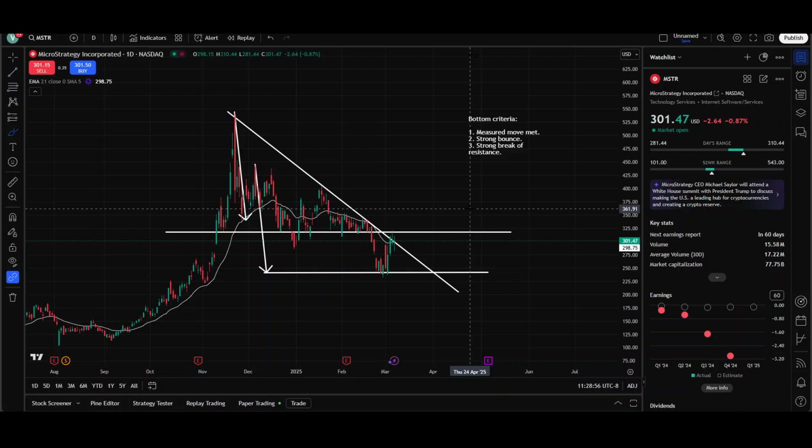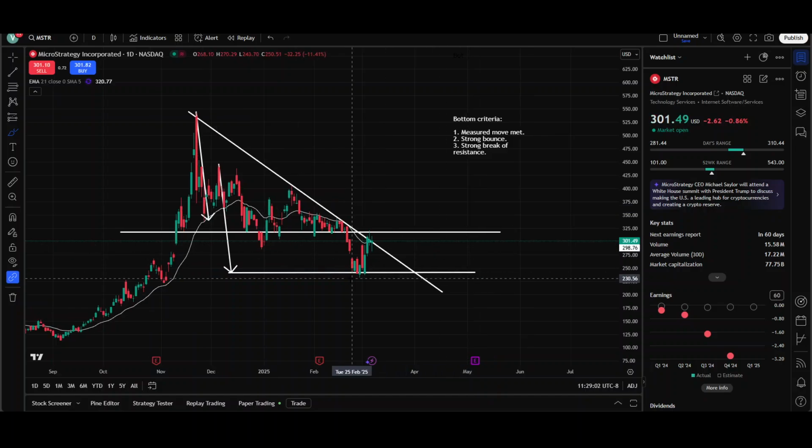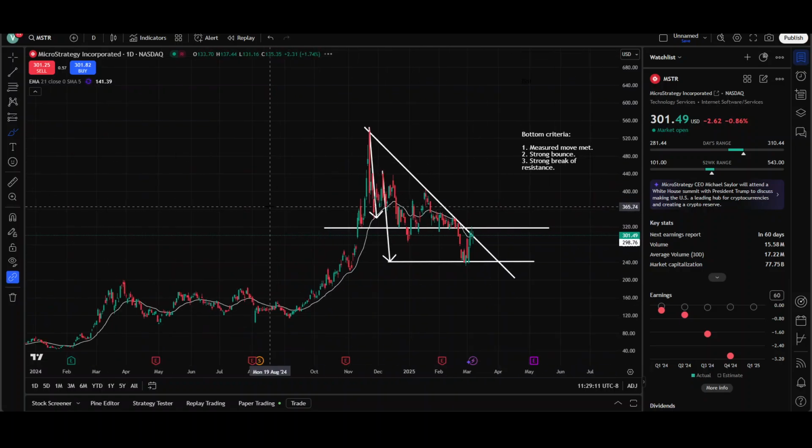The productivity gains will flow towards Strategy as a company. So their competitors like Microsoft and Nvidia, if they create something, that will also benefit MicroStrategy because they hold Bitcoin, which is repricing the entire world. Let me show you guys a simple illustration of what I mean.